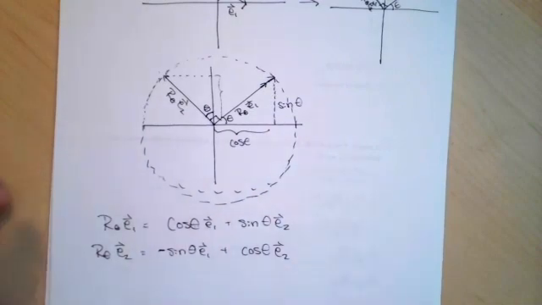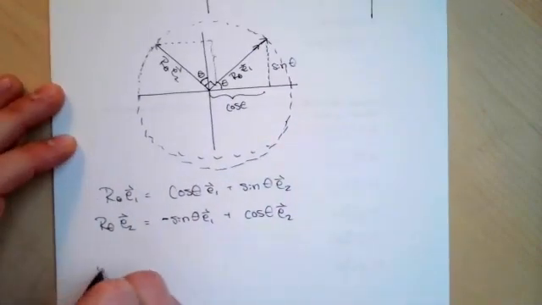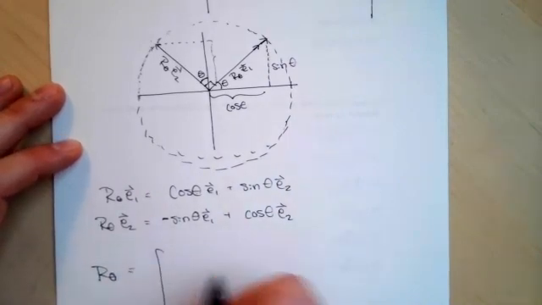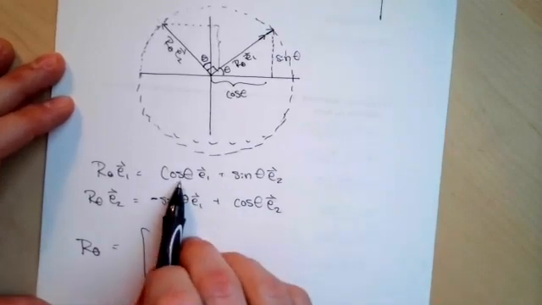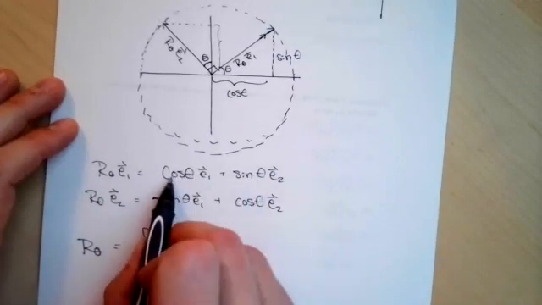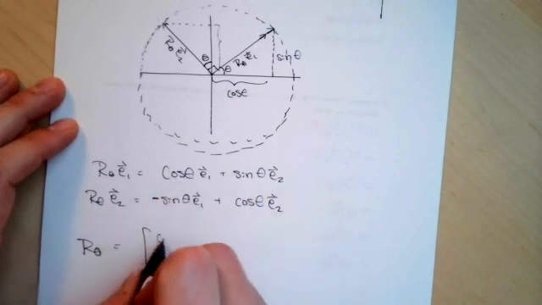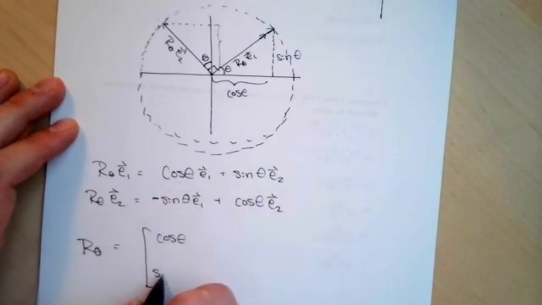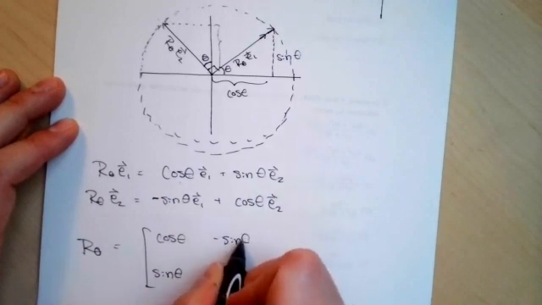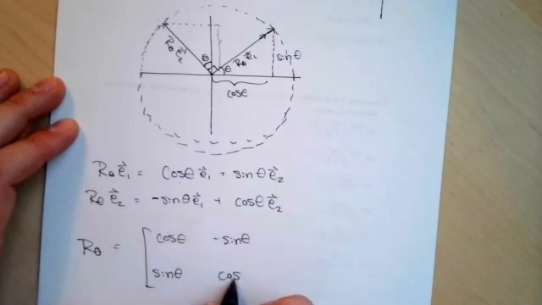So this is our matrix, in other words, our coefficients, our matrix of a rotation by angle theta. We list them now as columns. So it's going to be column E1, E2. So it's going to be cosine theta, sine theta, minus sine theta, cosine theta.